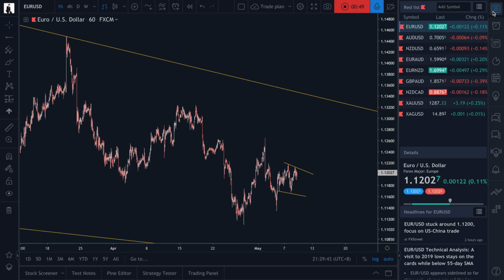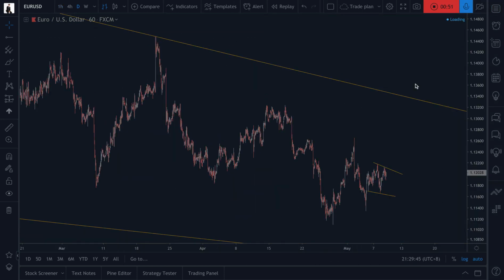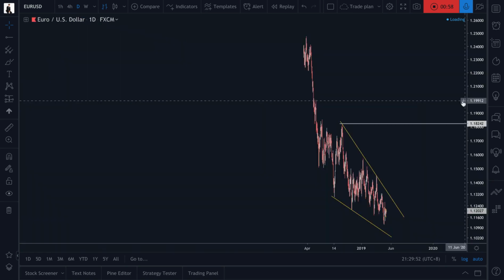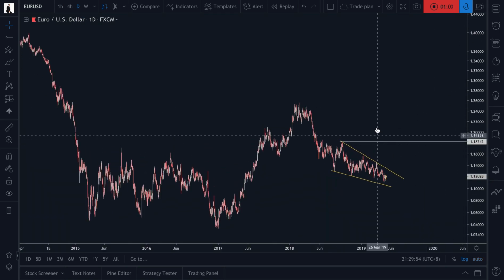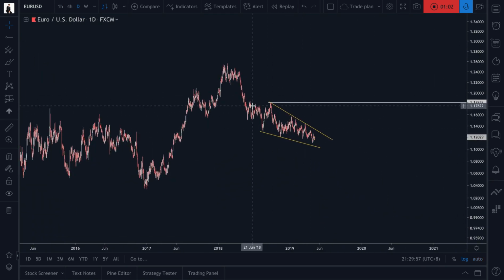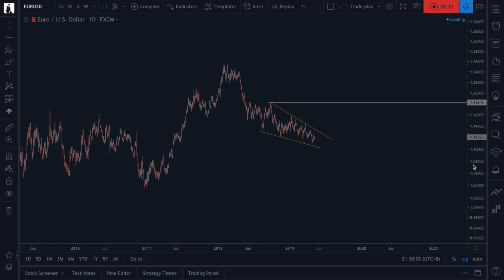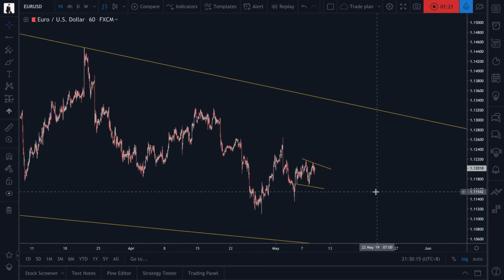The first one to look out for is euro dollar. In terms of daily perspective, nothing has changed. We are still overall expecting an upside, because you can see this pattern over here is forming like a diagonal, which means that it's a reversal pattern, potentially all the way back up to 1.1824, and that's where on the 1 hour time frame, that's where we want to look for a potential entry point.